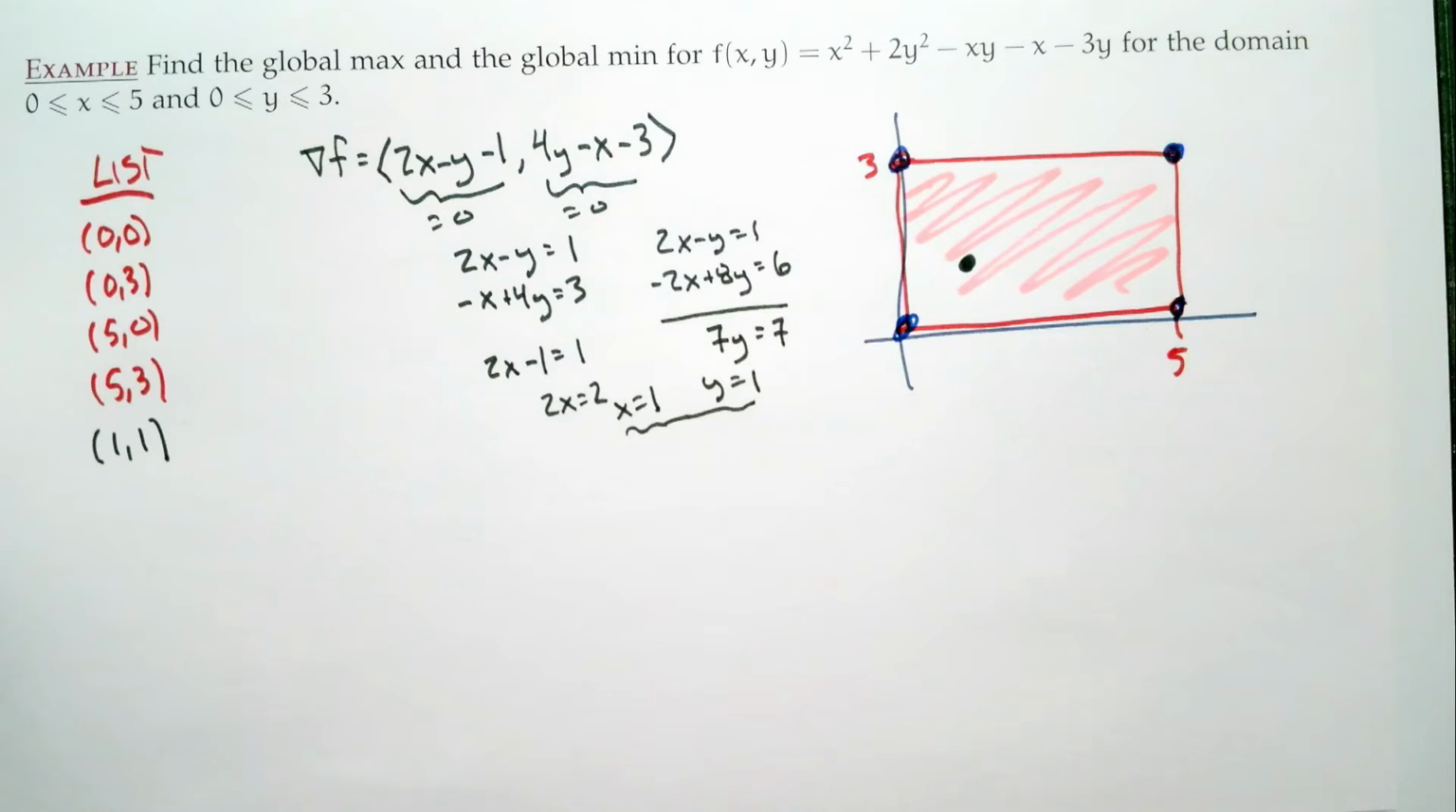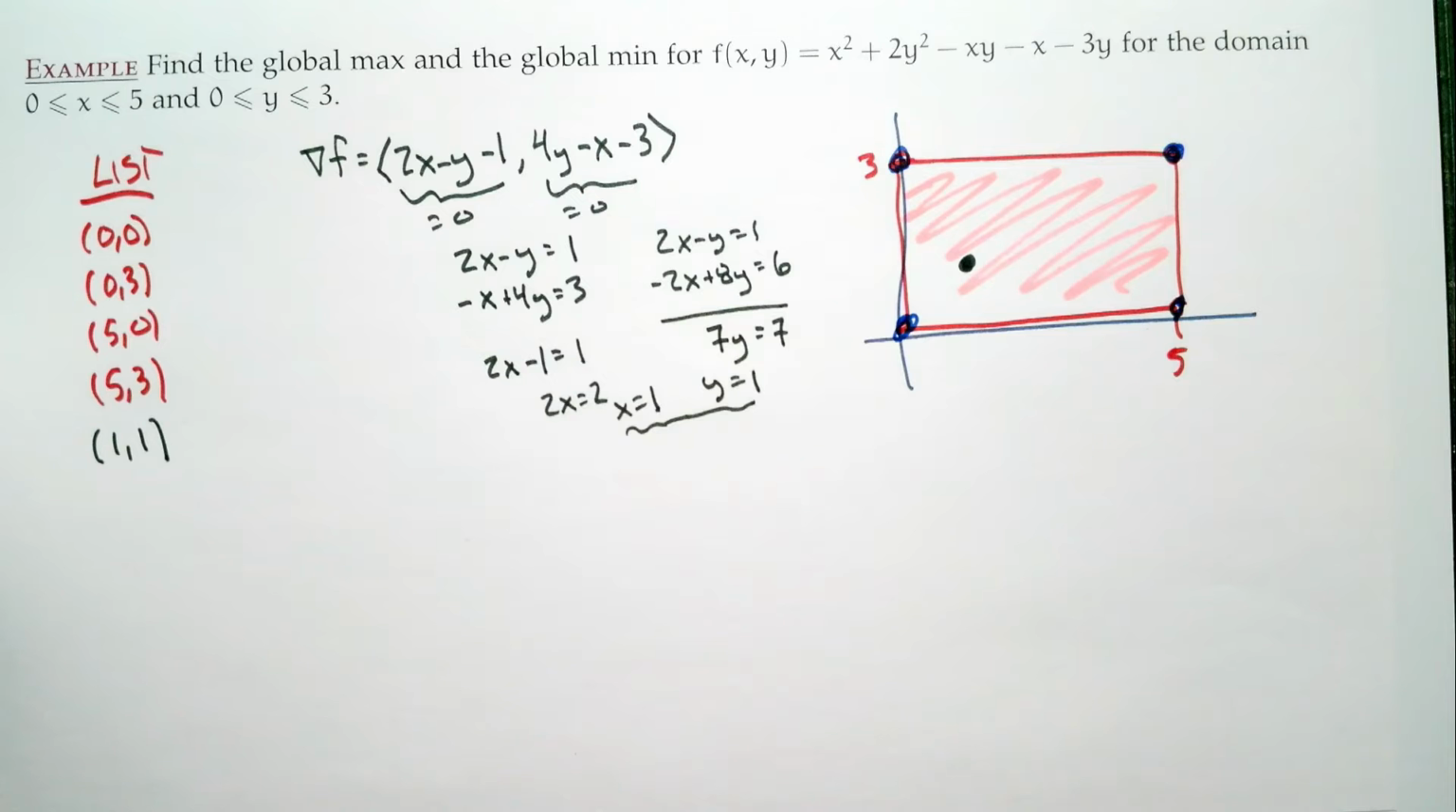No other point in the interior needs to be examined, because we know for sure that no other point in the interior can be a local max or a local min. And if it can't be a local max or a local min, it can't be a global max or global min. So now that we've started the problem, the easy part's out of the way.